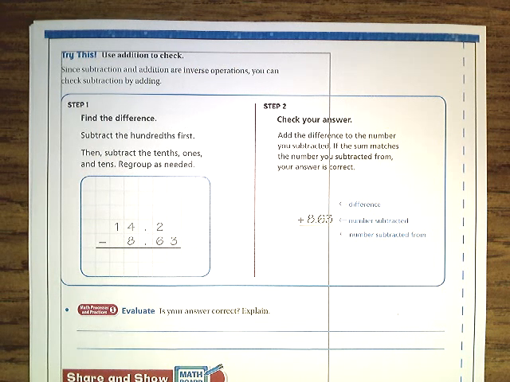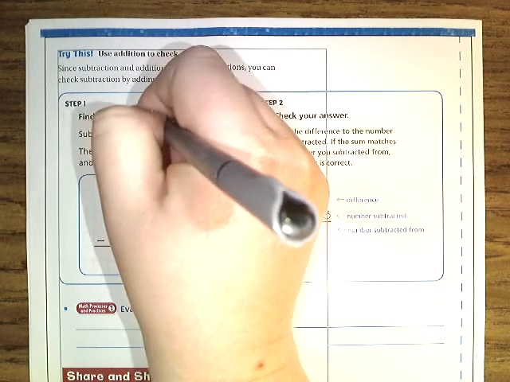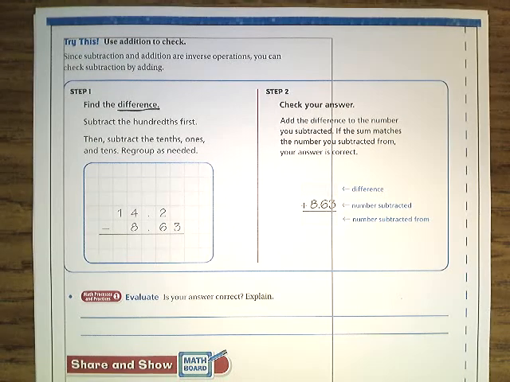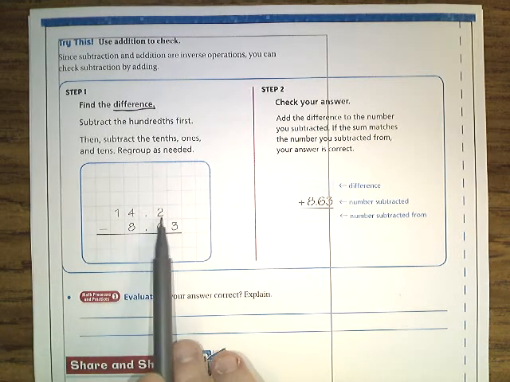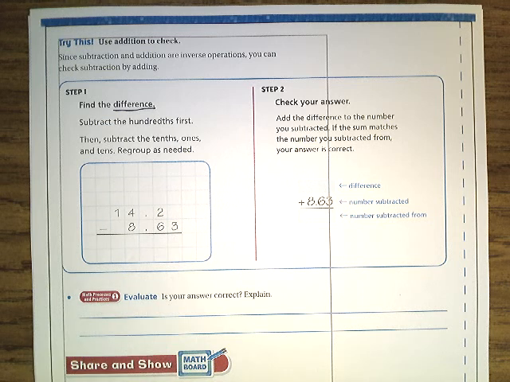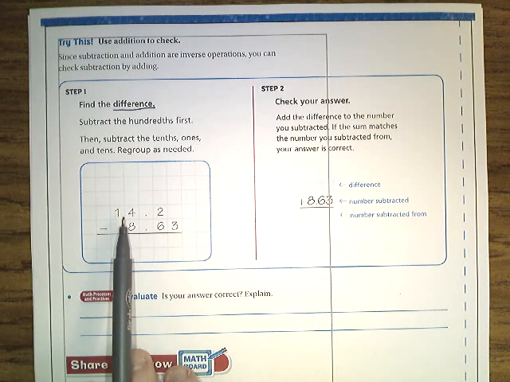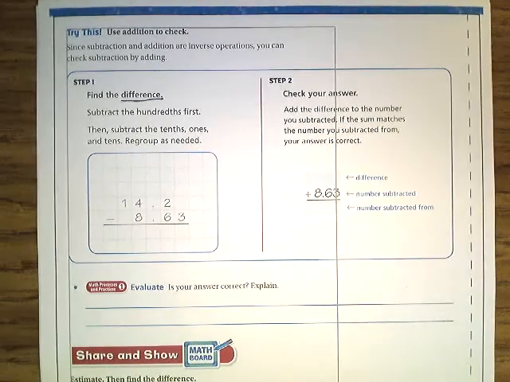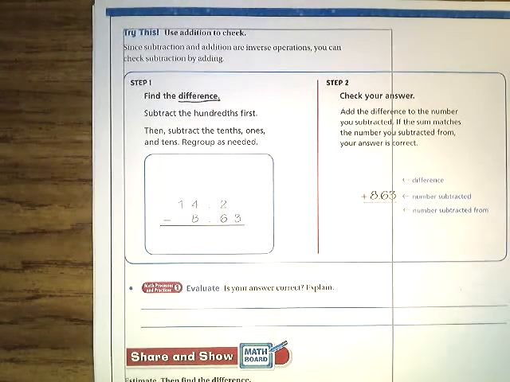Okay, here we go. Step 1, find the difference. I want you to underline that word difference. Difference is the key word that tells me that I am subtracting. Then it gives you the steps for doing that. We're going to look at it down here in this box. So we have 14.2 take away 8.63. We put our larger number on top and our smaller number on the bottom, and they've lined up that decimal point for us to make our life much easier. I'm going to zoom in here.